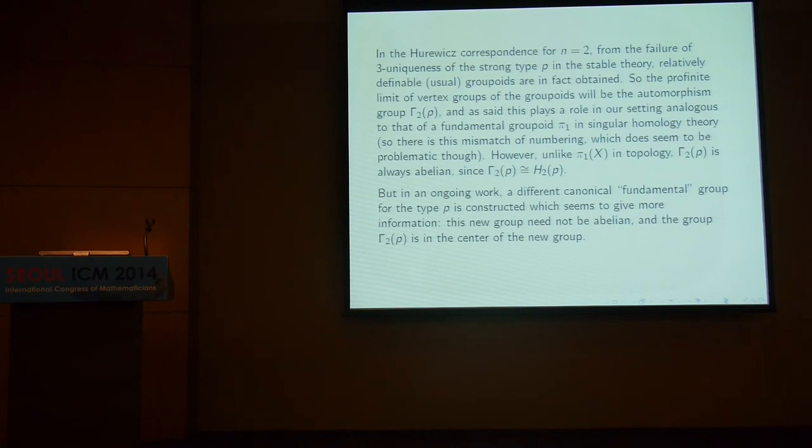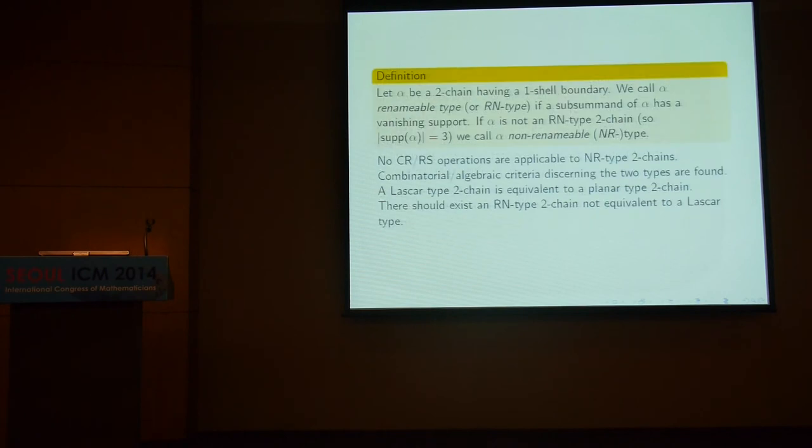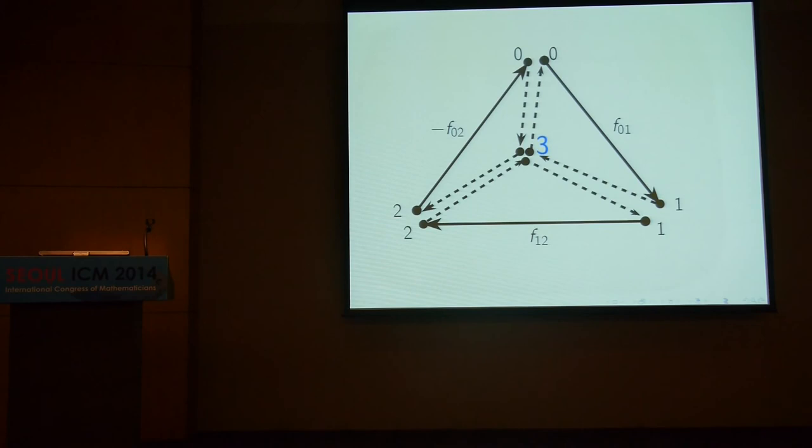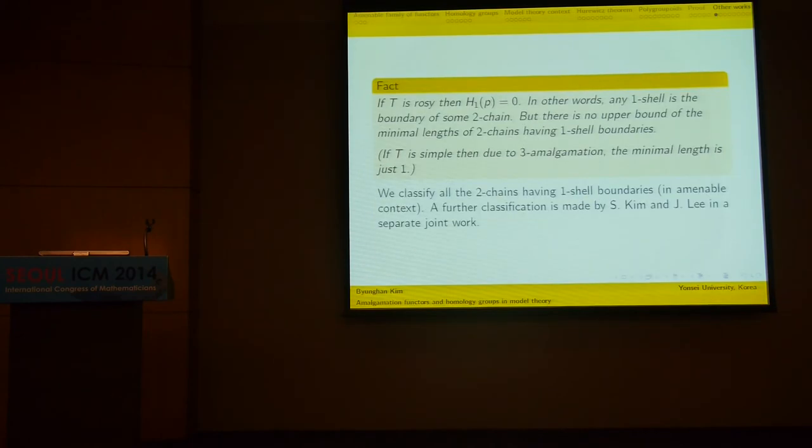So, with my student, we actually find another canonical fundamental group, which actually carries more information, which doesn't need to be abelian, but this gamma 2 is the center of that group. So I think then it fits better. The fundamental gamma 2 is non-abelian, but your abelianization in our context is taking the center instead of the quotient by the derived group.